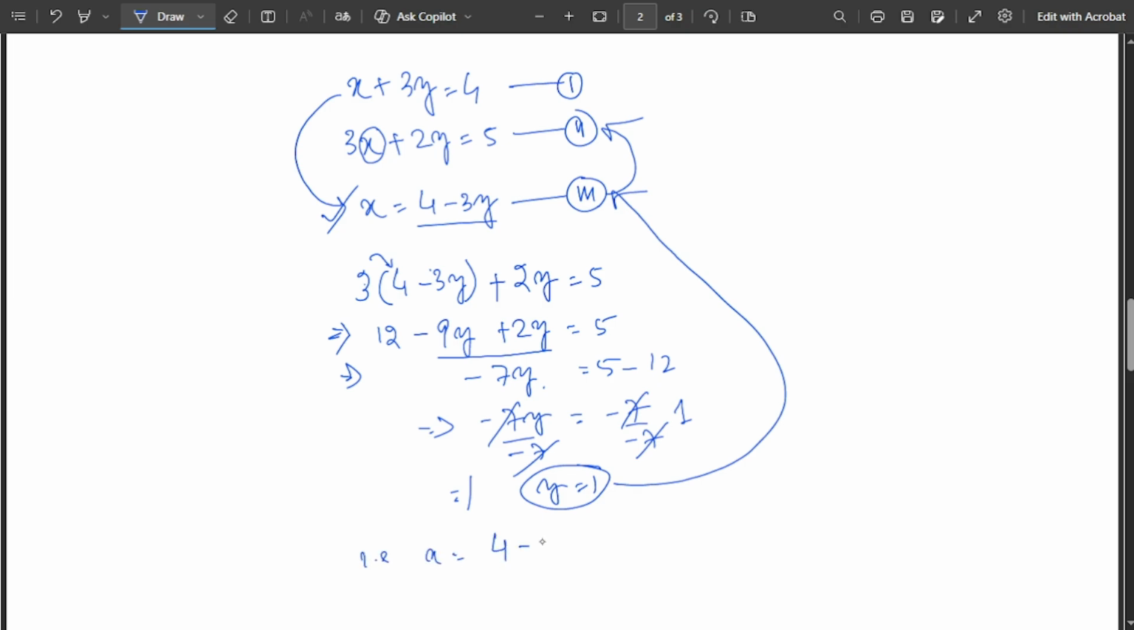Now we substitute this value of y in equation 3 to get the value of x, that is x equals 4 minus 3 times y, and y is 1, so 3 times 1. That is 4 minus 3, which equals 1. So our solution is x equals 1 and y equals 1. So this is all about the substitution method.